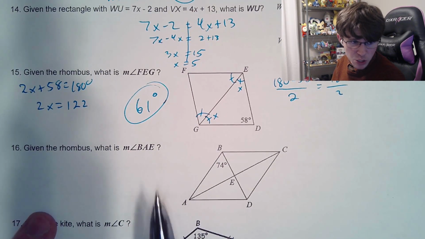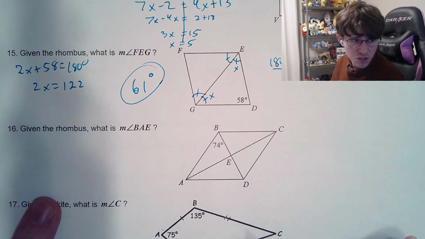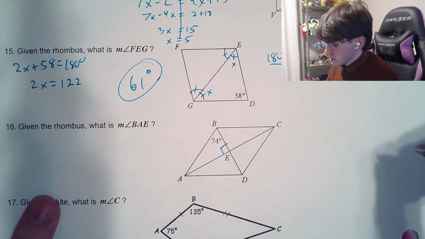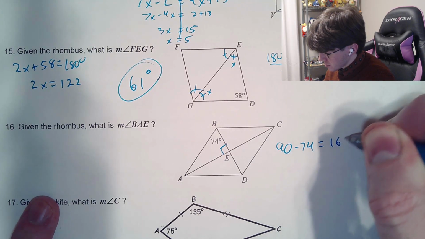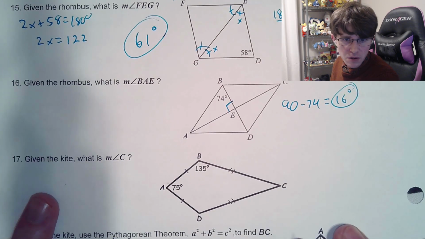Given the rhombus, what is the measure of angle BAE? One of the rules for a rhombus is that the intersections here create right angles. So all we have to do in this one is 90 minus that 74, and that's going to give us our beautiful little 16 degrees as our answer.